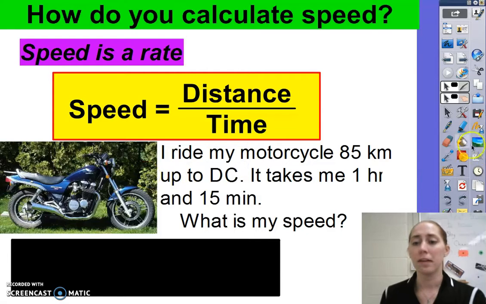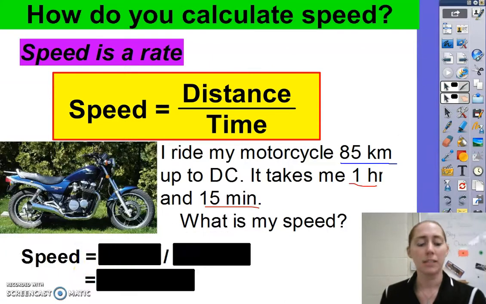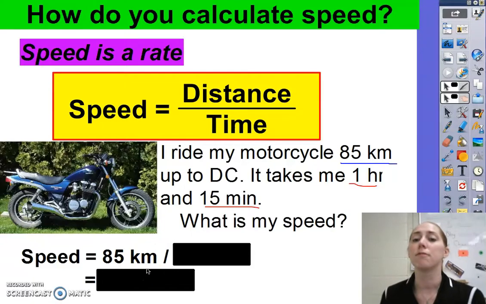For example, if I ride my motorcycle 85 kilometers to DC, it takes me 1 hour and 15 minutes. What's my speed? Well, I take my speed equation and I plug in my distance of 85 kilometers. It's very important to include your units. And then I need to plug in my time, but I've got two different units here. So I'm going to have to convert my minutes into hours or my hours into minutes.